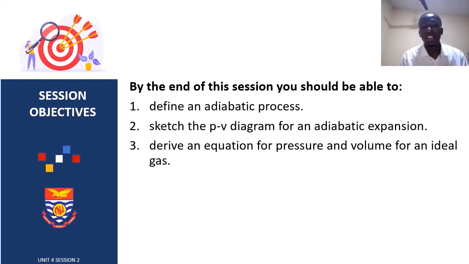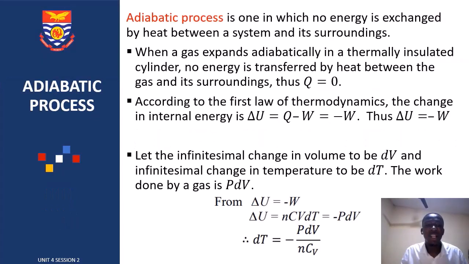At the end of this section, you should be able to define what an adiabatic process is, sketch the PV diagram of an adiabatic expansion, and lastly, you should be able to derive an equation for pressure and volume for an ideal gas. Let's look at adiabatic process.